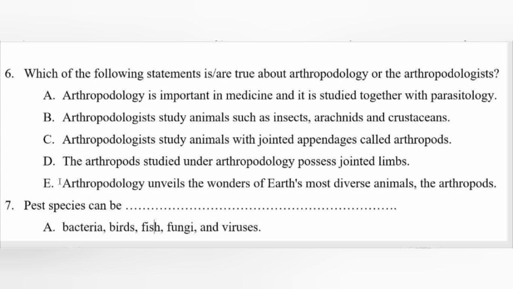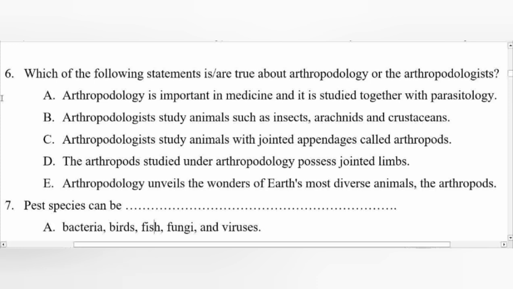Some of them have body parts consisting of head, thorax, and abdomen, 3 body divisions. Some have 2 body divisions, and so on. So they have body divisions, but their name comes from their limbs, jointed appendages. So the first option is anthropology is important in medicine and it is studied together with parasitology. This one is true.